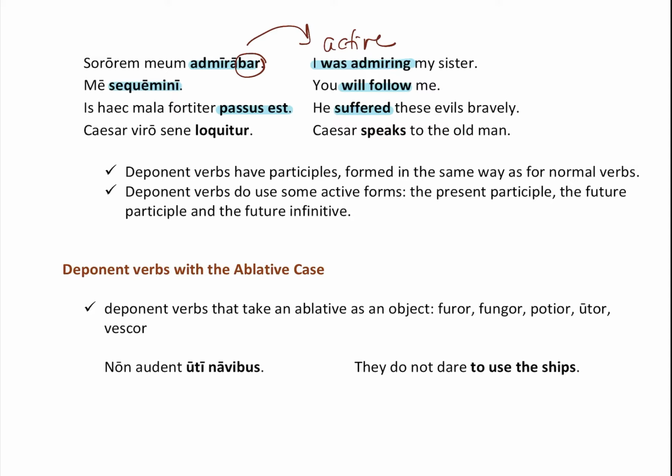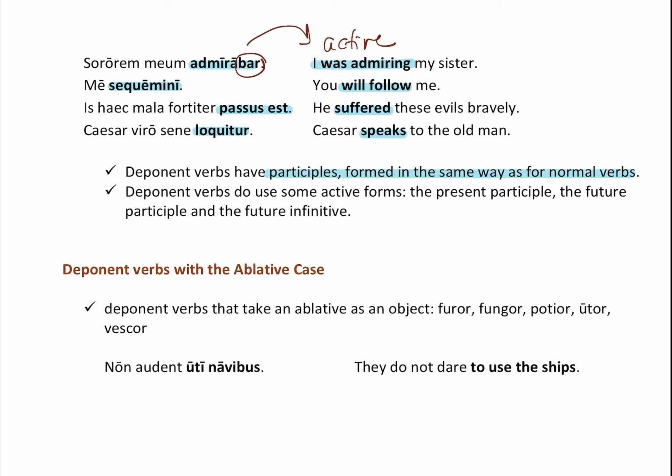Last one. Caesar viro sene loquitur. All right. It is the present, because it's got a tur ending on it, a present passive translated active. Caesar speaks to the old man. All right, so deponent verbs, they do have participles, and they're formed in the same way as for normal verbs. However, remember we said they look passive, but they're translated active.